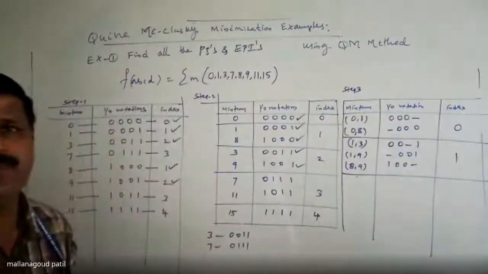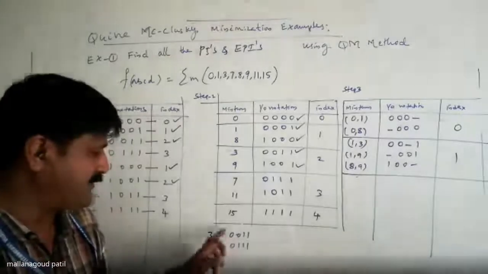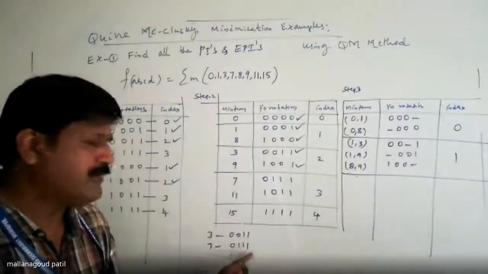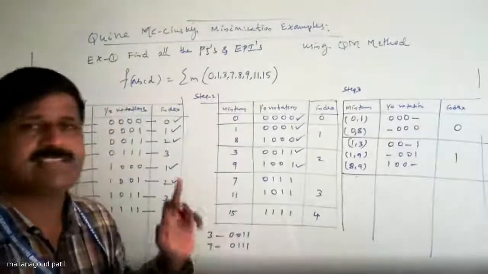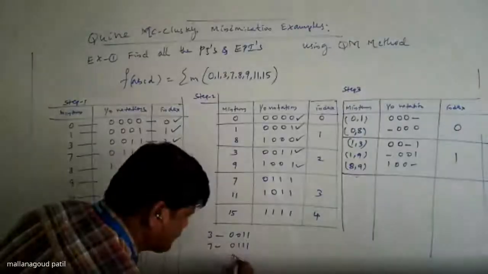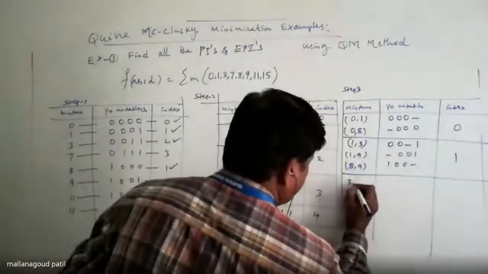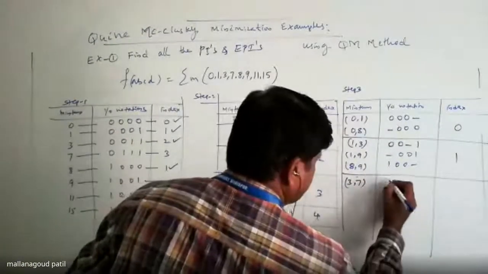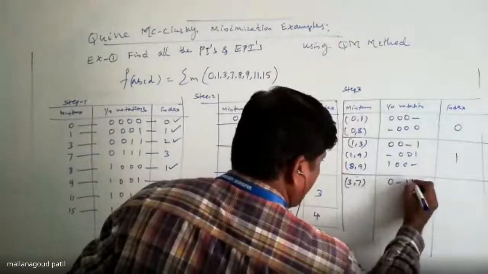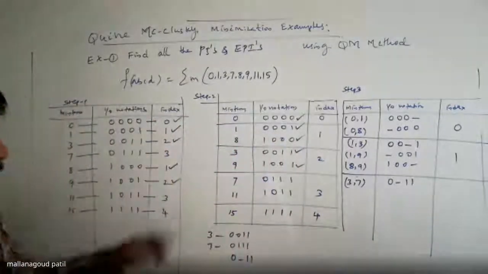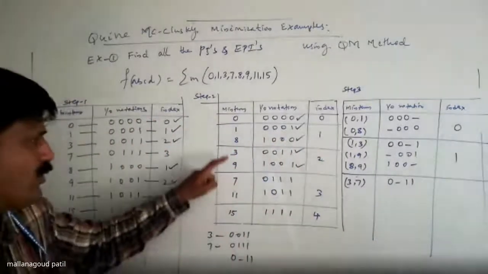This is logical adjacent. Yes. First bit is same, third bit is same, fourth bit is same. Only the second bit differs. The representation will be 0, dash, 1, 1. I can write the combination will be 3, 7. The representation will be 0, dash, 1, 1.